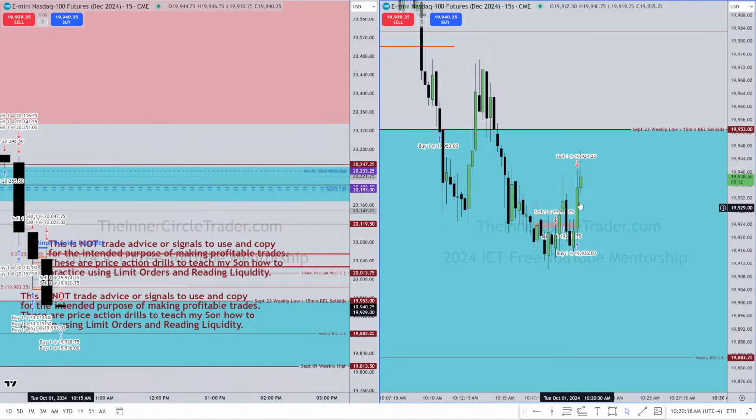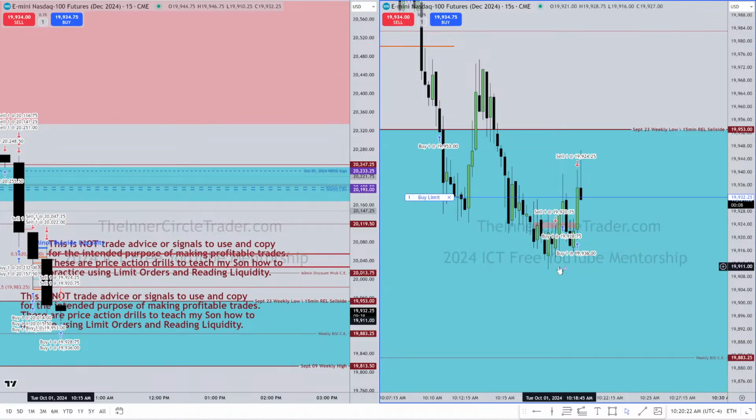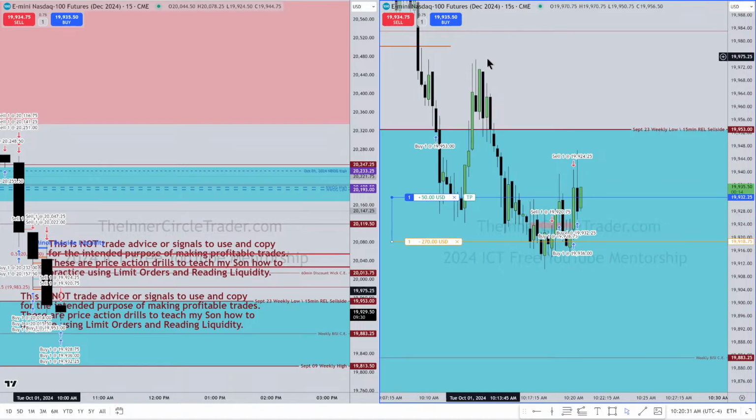We have a fair value gap here. Low. Let's see if we can make a run onto these relative equal highs.